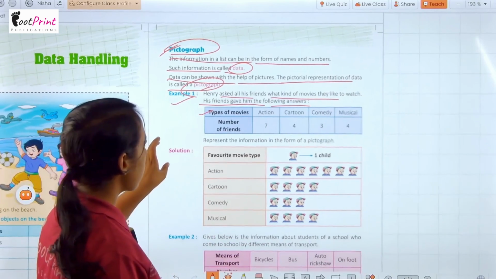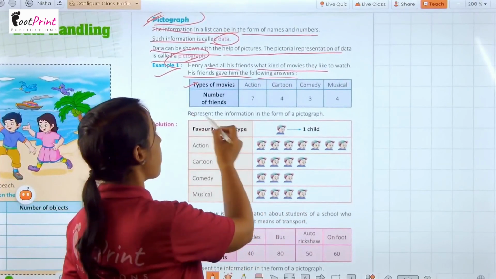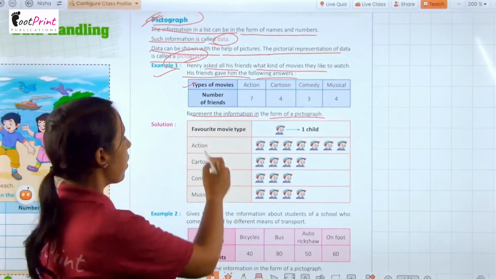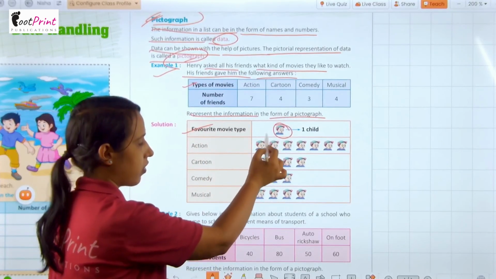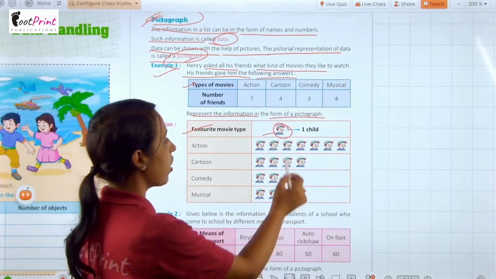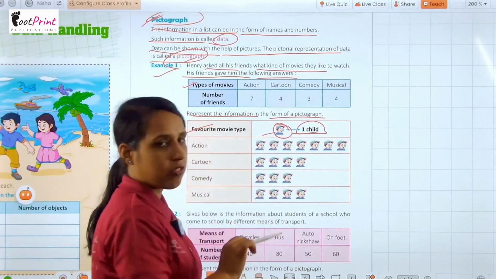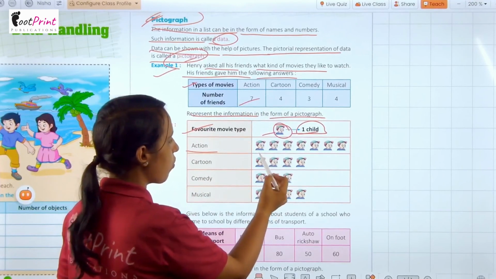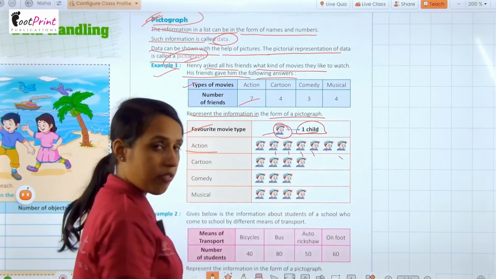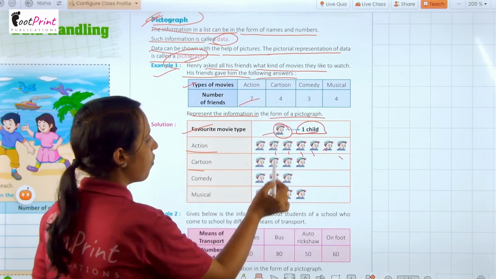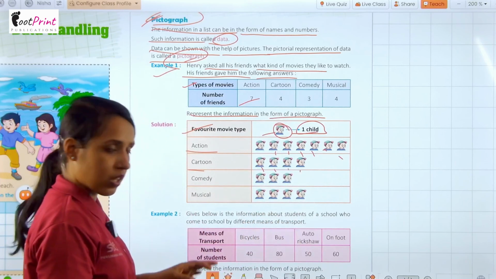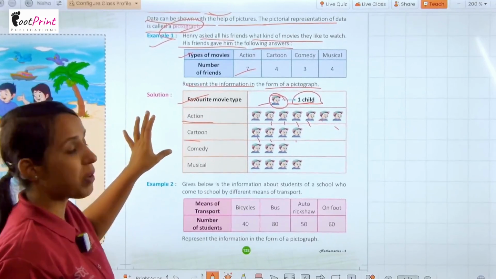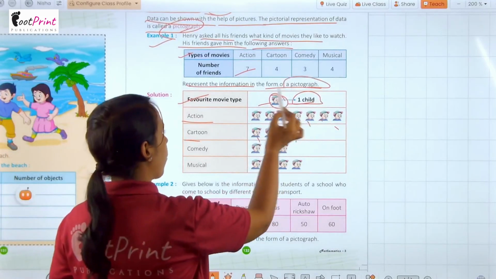Now the solution is we have to represent this information in a pictograph. For favorite movie type, we selected a picture to show this, and the scale is that one picture shows one child. So action movies are liked by 7 students, so here we draw 7 pictures. Cartoon 4, so 4 pictures. Just like that, here we show this information using pictures. So it is our pictograph.